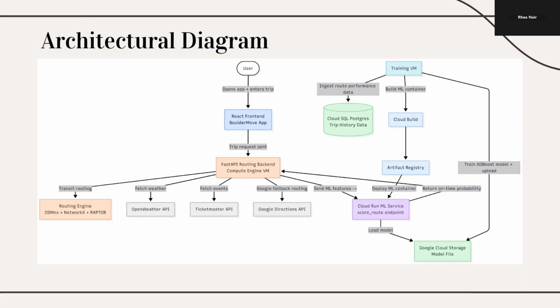The Google Maps Directions API is our fallback routing for driving, walking, and bicycling, or when our custom engine cannot find a good enough transit route. If needed, FastAPI asks Google for directions and then merges those results with our own transit routes.